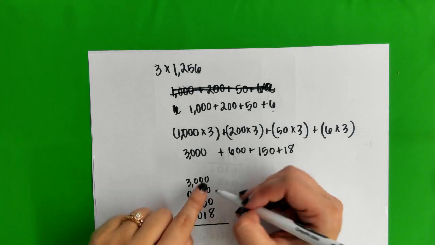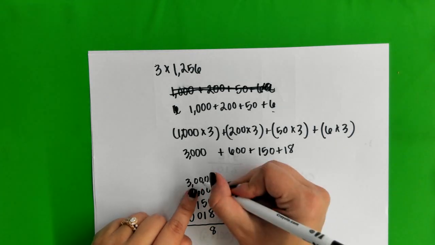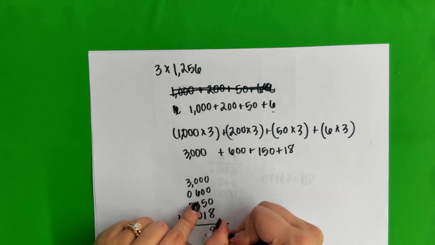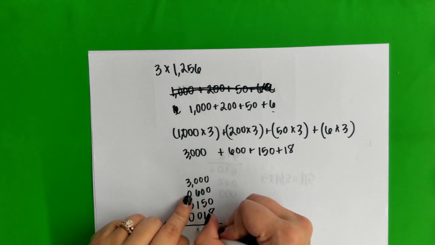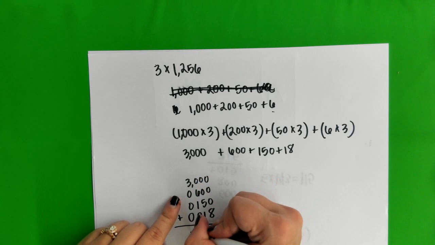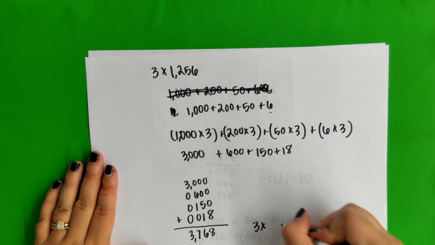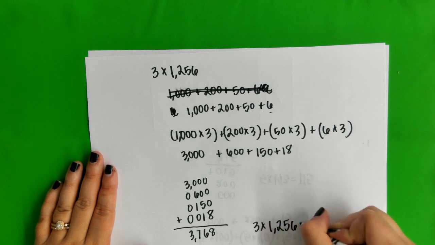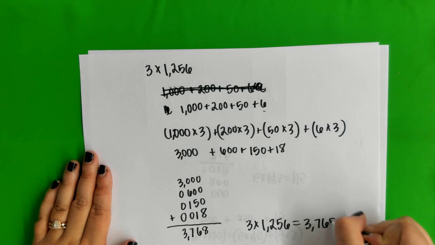We have 0 plus 8 equals 8. 0, 0. 5 and 1 is 6. 6 and 1 is 7. And 3. So now we know 3 times 1,256 equals 3,768.